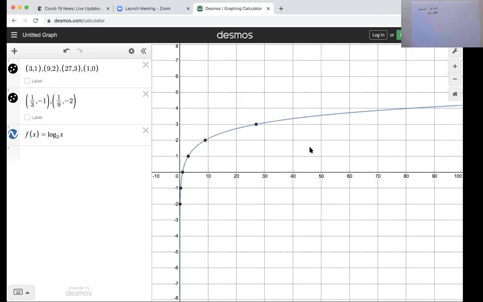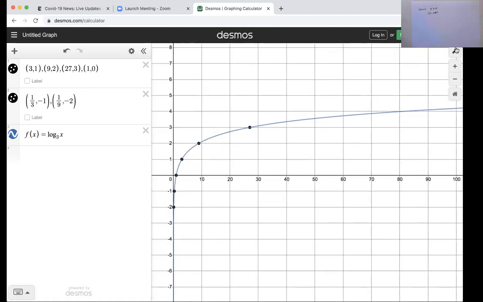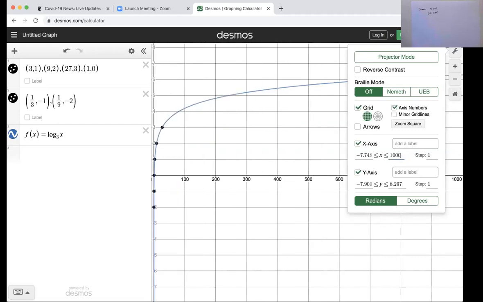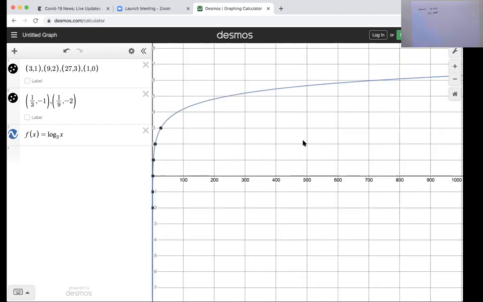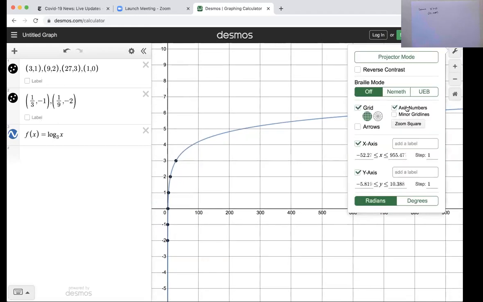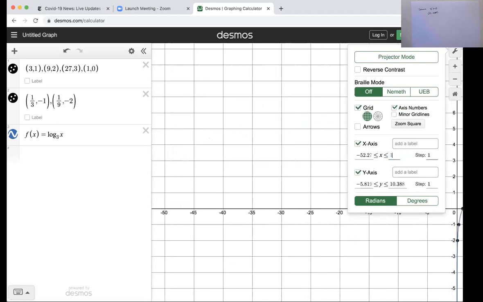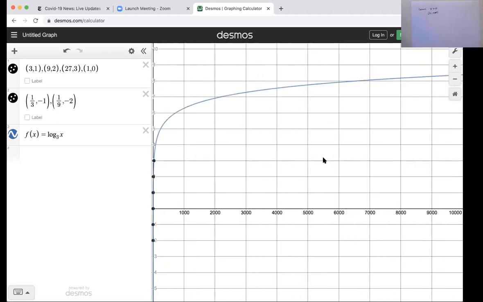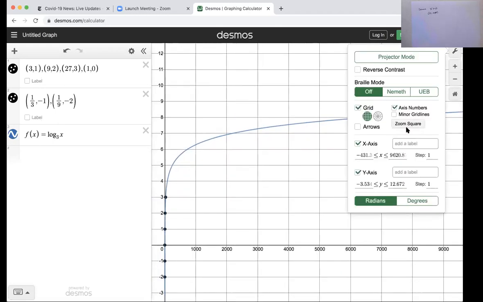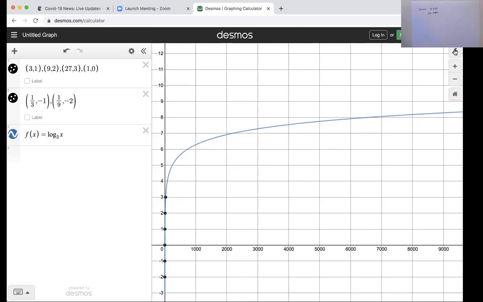Get to 10 yet at 100? No, I don't think so. What, 1,000? Get to 10 yet at 1,000? Still not at 10? How about 10,000? Did it finally get to 10? Nope. 100,000? So you see how long it takes to grow.